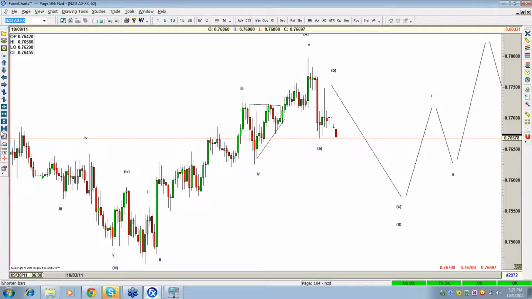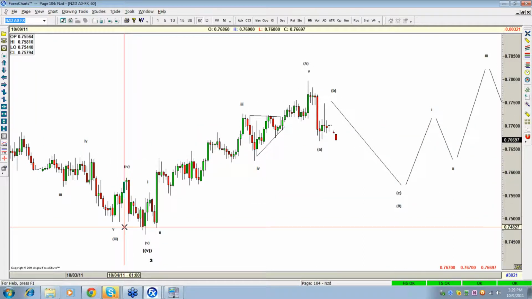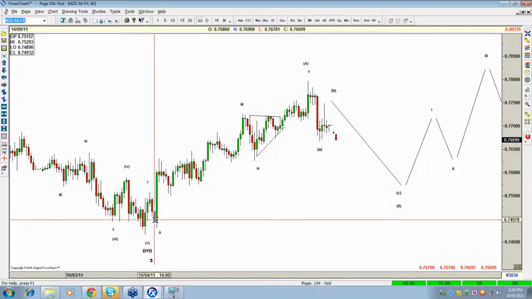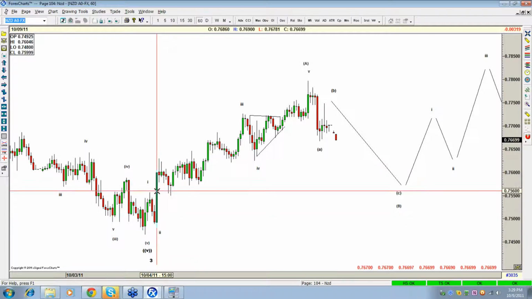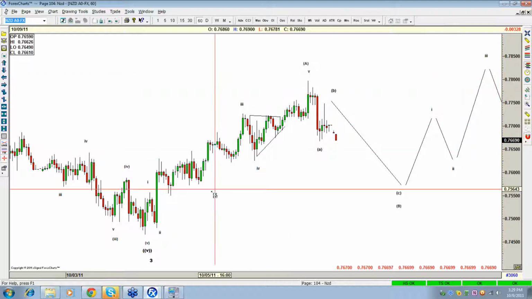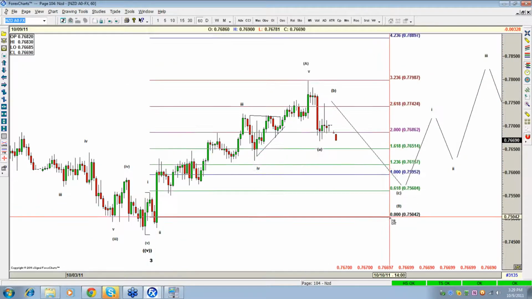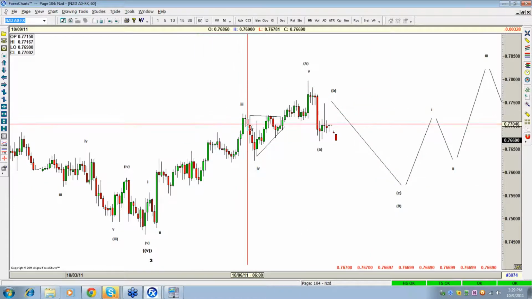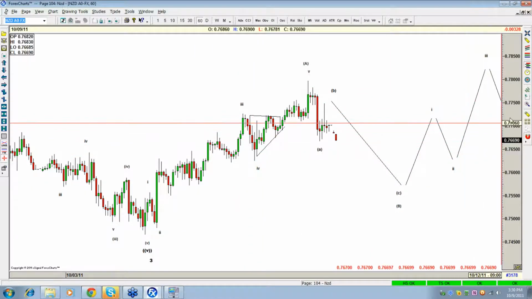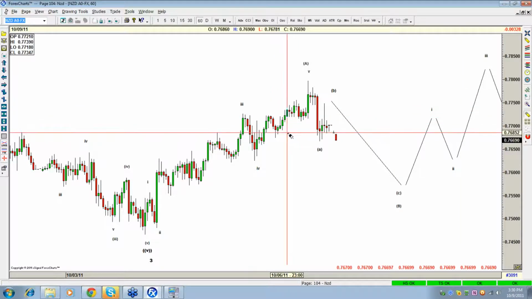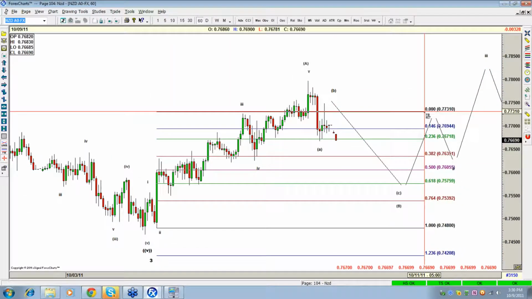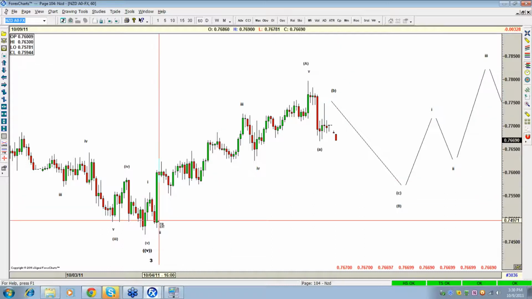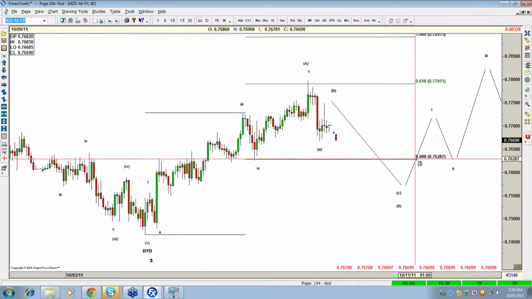Different to the Aussie trade, the New Zealand trade from the lows looks like it did 1, 2, and then 1. Right here, I did 1, 2, and then it goes 3, 4, 5. Look. 0.6218, right here, and then look, right here, 0.6802. That's a five-wave move out of the lows in the New Zealand.